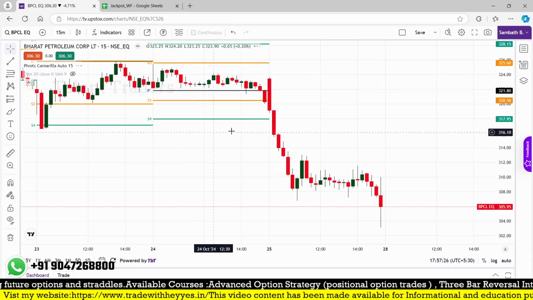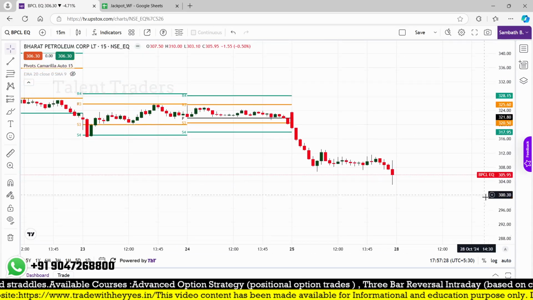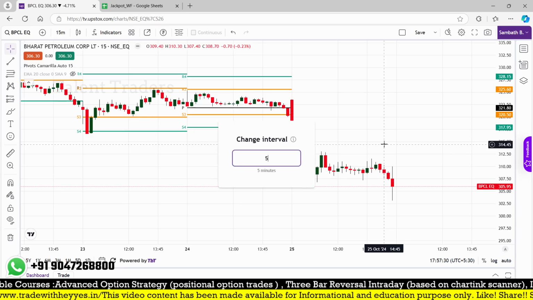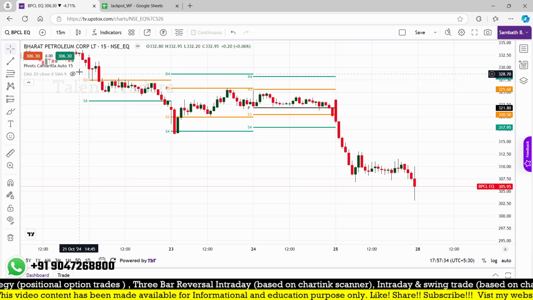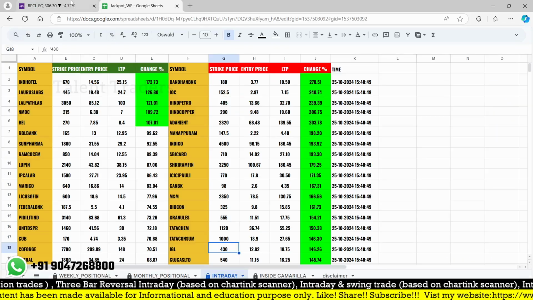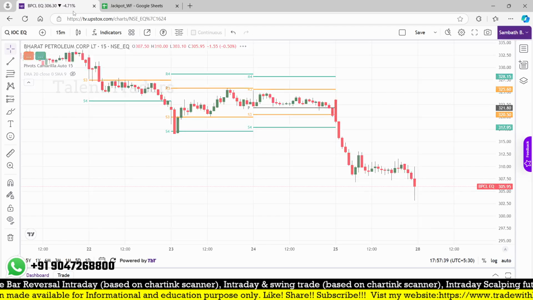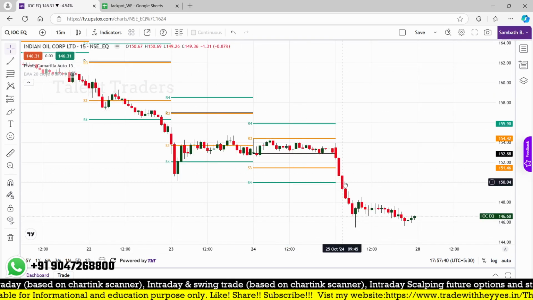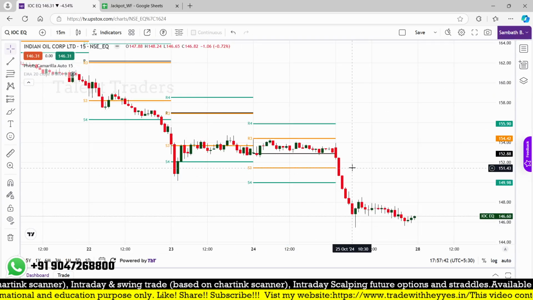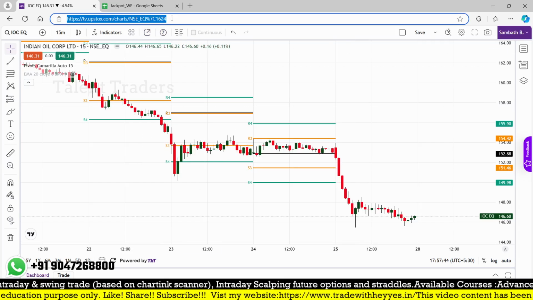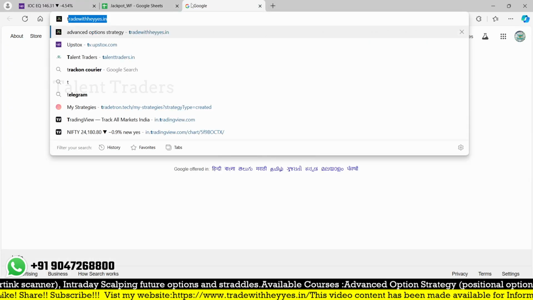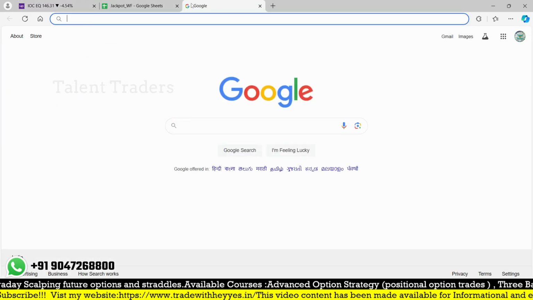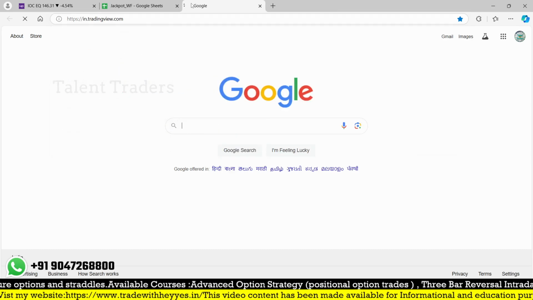BPCL. 5 minutes or 2 minutes. I think the R4 level did not come here, so I will see why. I think some data on this website for 25th October was not showing. Instead of that, we can go with TradingView, which is better to check whether it breaks the R4, sorry, S4 level or not.